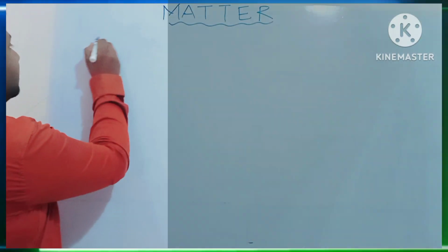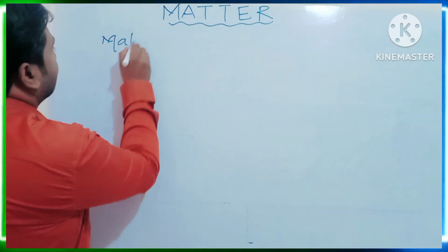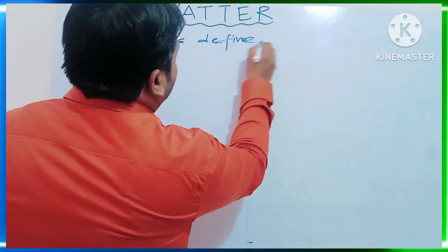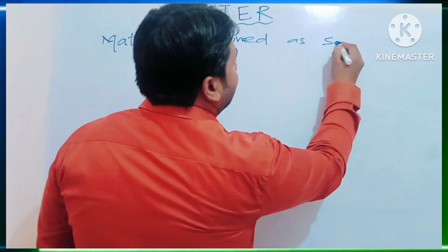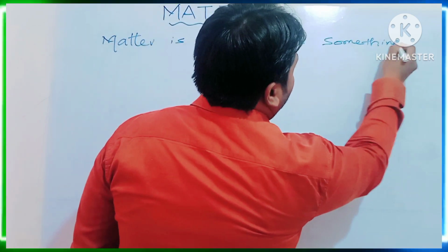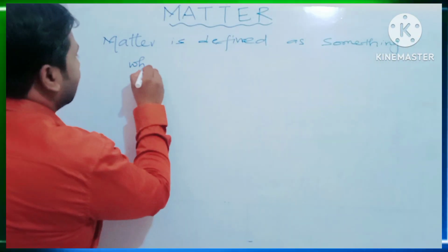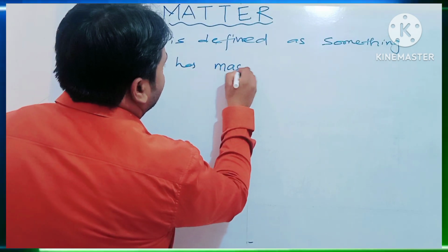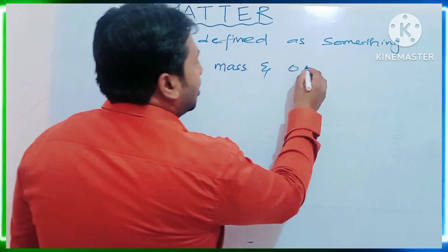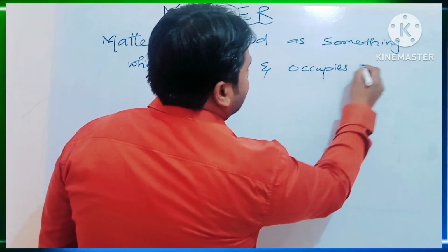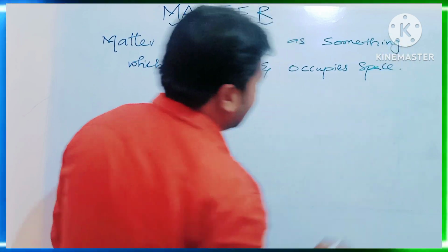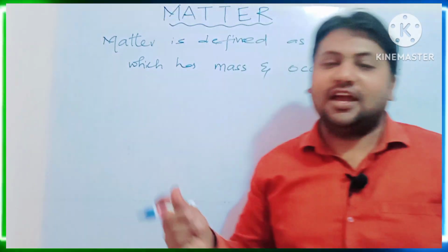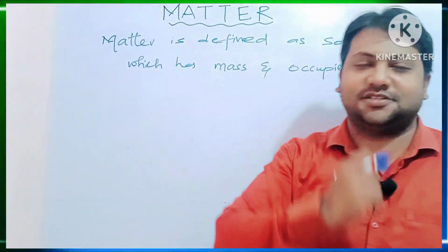So matter is defined as something which has mass and occupies space. It is something which has certain mass and occupies certain space.